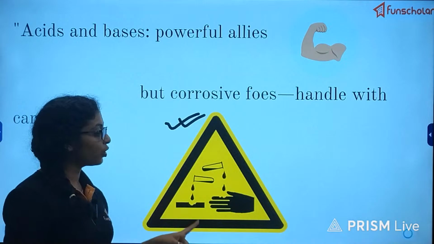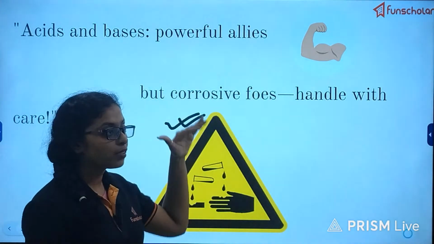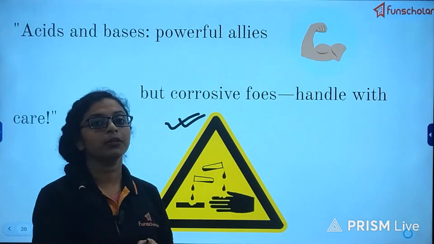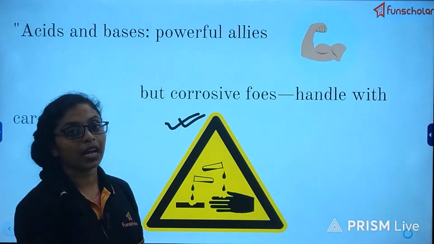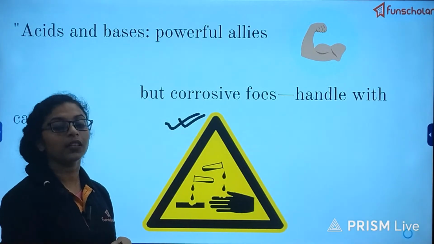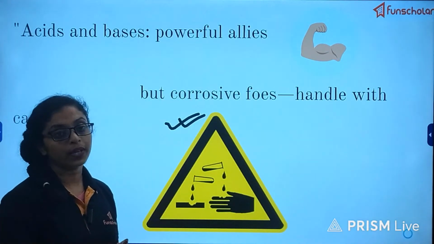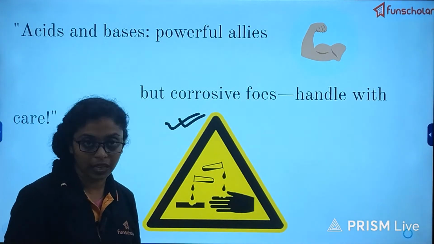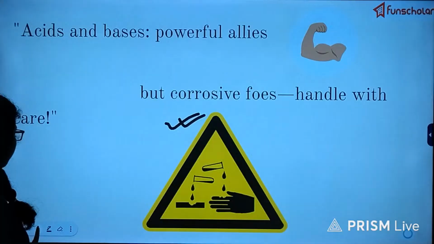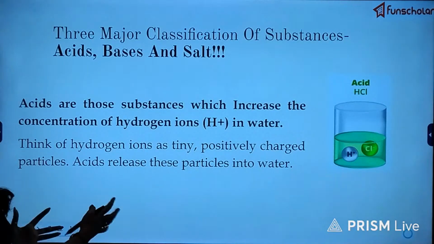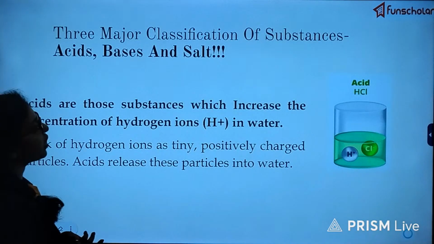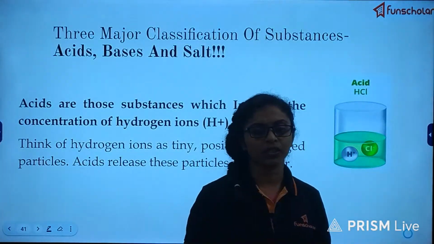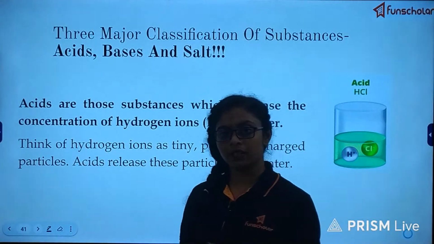This sign denotes that the particular thing on which the sign is placed might contain some type of corrosive acid or corrosive base. So you must handle these things with care, right? Because they have corrosive properties. And we have already got a basic conception regarding acids and bases, right?